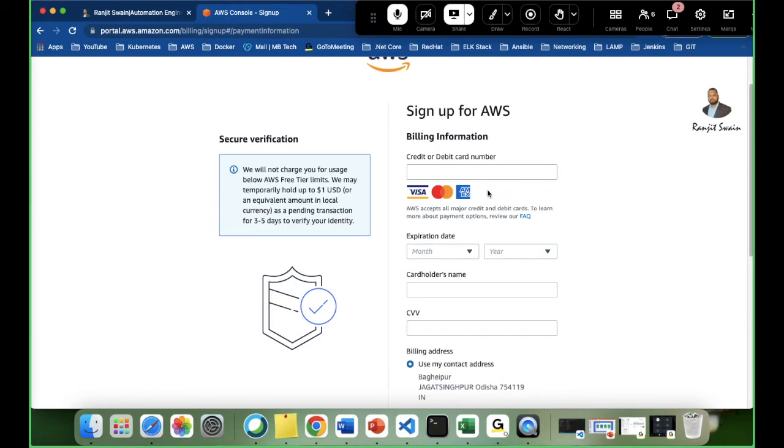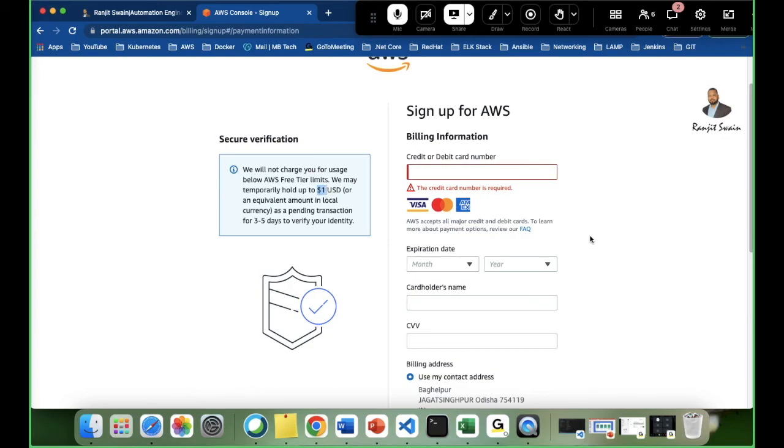Okay fine. So you have to provide credit card information, and they will not charge you for usage below the AWS free tier limit. We may temporarily hold $1 USD or an equivalent amount in local currency as a pending transaction to verify your account. That means they will charge $1 USD immediately, but that amount will be refunded immediately. Don't get scared, they'll just charge $1 and then refund it back.